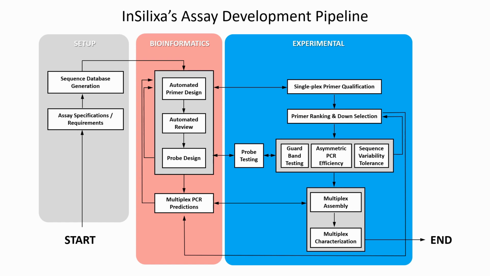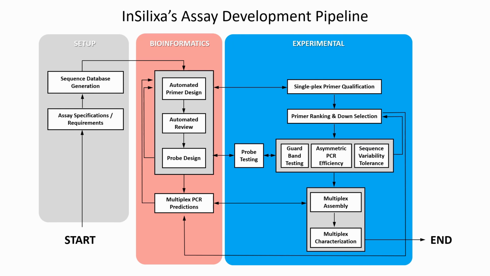The experimental part of the work, as far as our pipeline, worked hand in hand with the bioinformatic part. Initially, if you look at the right side of it, we did the single-plex primer qualification. We generally get a lot of primer candidates, and we had to screen them. We ranked them and down-selected them to the ones that empirically we liked. Then after that, we characterized them rigorously to the nth degree.